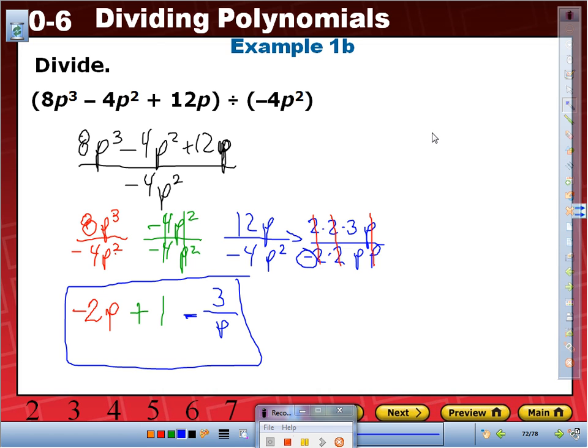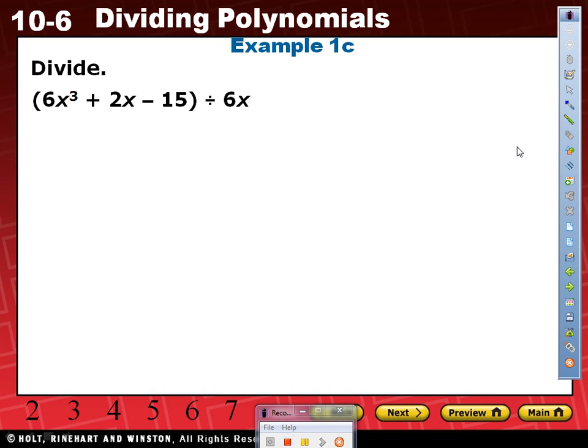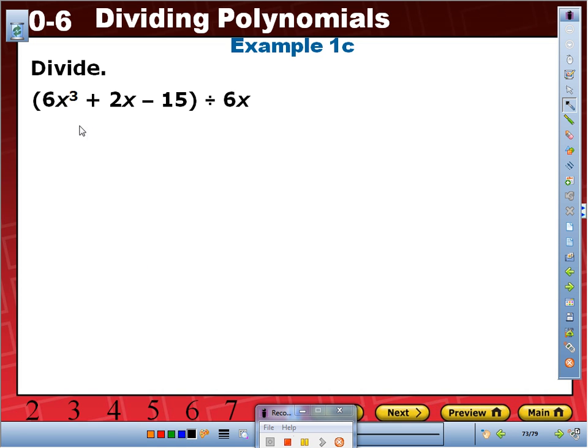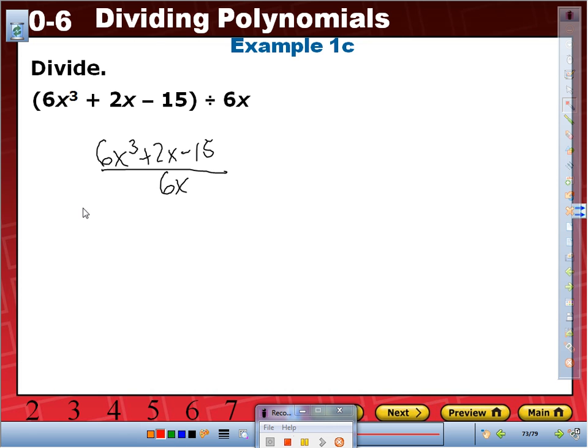Let's do another one. Example 1C. See if you can do that one by yourself. 6x cubed plus 2x minus 15 divided by 6x. Go. Okay, let's see. You rewrote this. 6x cubed plus 2x minus 15 over 6x. My first term is 6x cubed divided by 6x. Giant 1. We're left with x squared. And we got that. Okay.